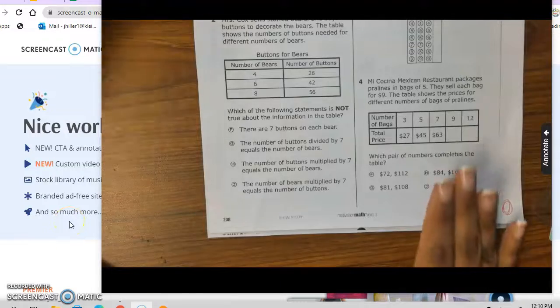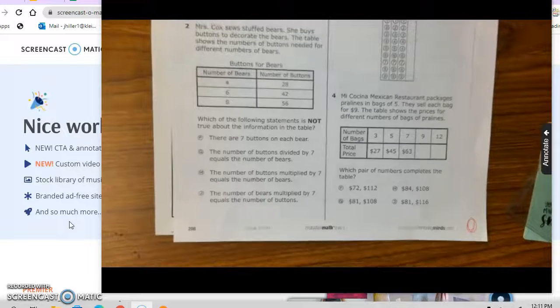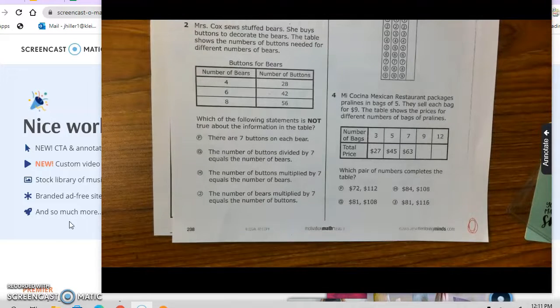Okay, so now we're moving on to number 2. I hope you clicked the link for number 2. Here it reads, Mrs. Cox sews stuffed bears. She buys buttons to decorate the bears. The table shows the number of buttons needed for different numbers of bears.